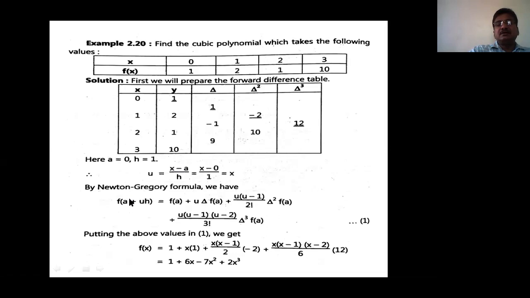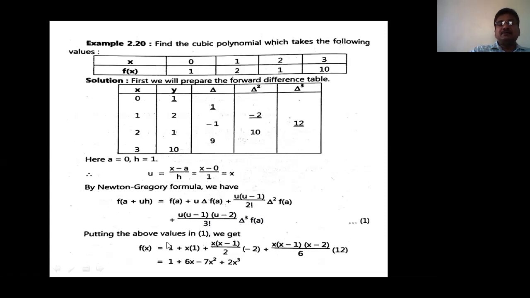And then write Newton's forward interpolation formula. f of x is equal to what? f of a plus u delta f of a plus u(u minus 1) by 2 factorial delta square f of a, and so on. The table is terminated at delta cube, so write up to the terms of delta cube. If the table is terminated at delta raised to 4, then write one more term. What is the next term? u(u minus 1)(u minus 2)(u minus 3) divided by 4 factorial, delta raised to 4 f of a.